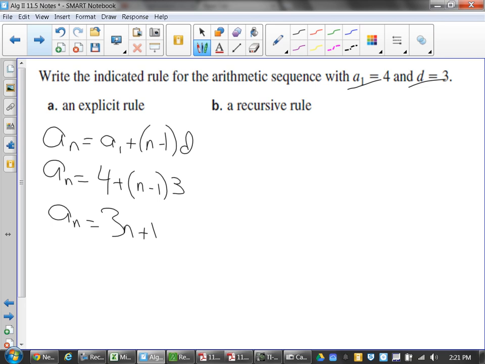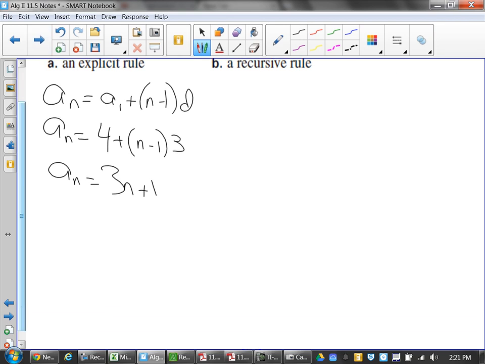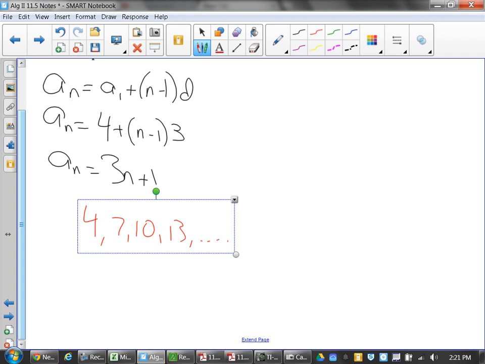So this sequence, we don't have to always write this out. This sequence, if I started to write it out, my first term we already know was 4, the next one was 7, the next one was 10, the next one was 13, and so on and so on. Does everybody agree? Well, we were told that our first term was 4, the difference each time was 3, so it's going up by 3. So how does 7 relate to 4? How does 10 relate to 7? How does 13 relate to 10?